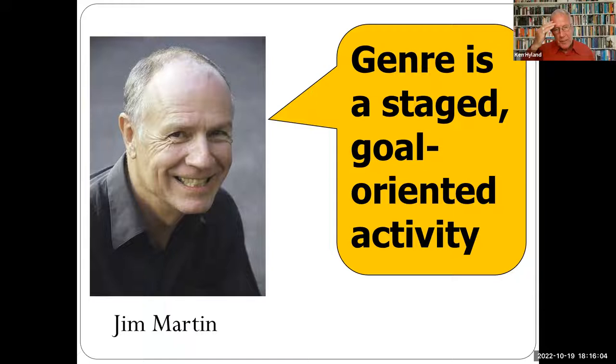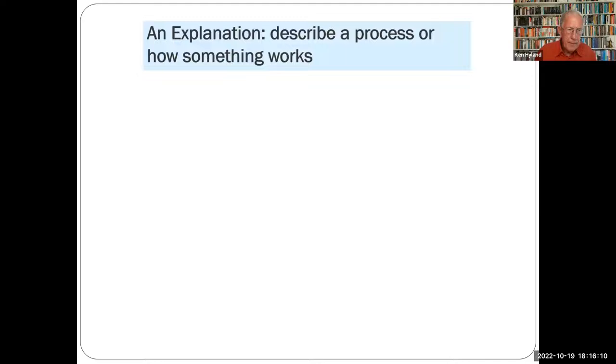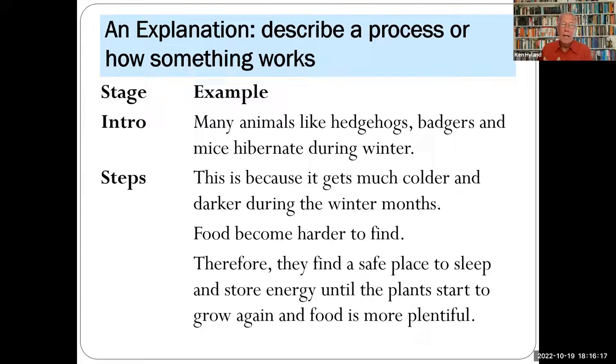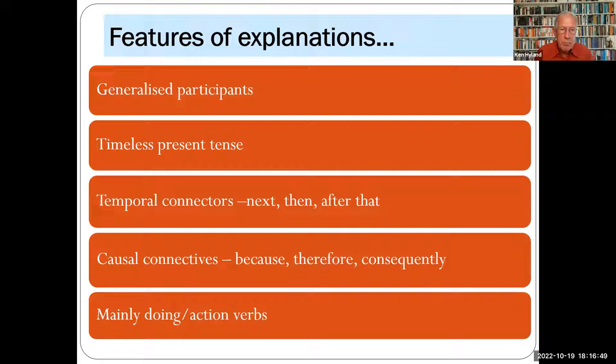First of all, the explanation. Now, an explanation describes a process like the water cycle or how something works, a light bulb. This is an example from a primary school L1 student about hibernation. And it's structured as a general statement introducing the topic, and then a series of logical steps explaining how or why it occurs. They're usually written with generalized non-human participants in the timeless present, a lot of temporal sequence connectors, next, then, after that, causal connectives, because, therefore, and a lot of action verbs, things happen.